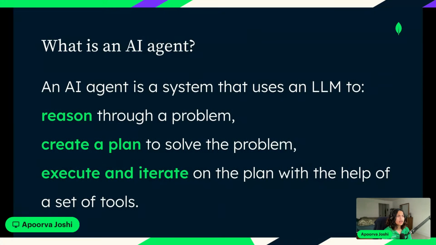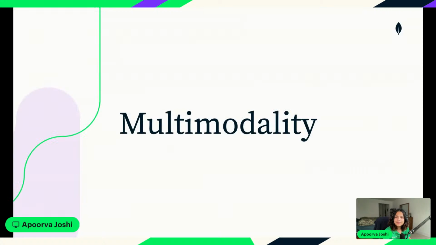Okay, so not going to touch too much on AI agents. Reese will be linking to a few resources that help you build up those basics. But without getting too deep into the theory, let's briefly talk about what AI agents are, and we'll focus a little bit more on multimodality since that's the crux of what we are building today. To begin, here's my definition of an AI agent. It's a system that uses a large language model, which I'll be referring to as an LLM, to reason through a problem, create a plan to solve the problem, and execute and iterate on the plan with the help of a set of tools.